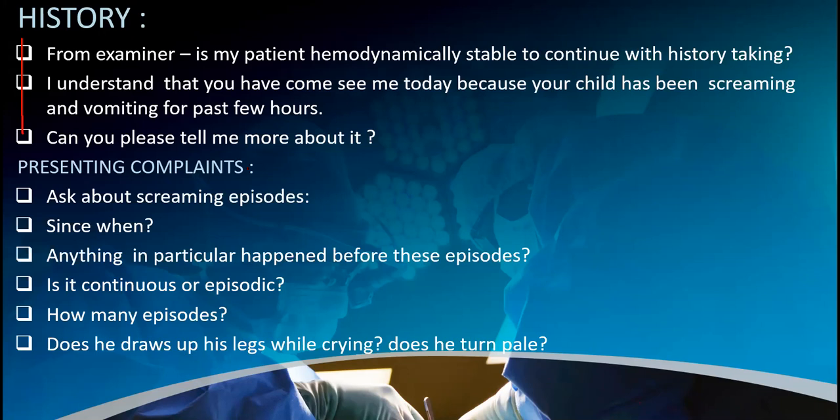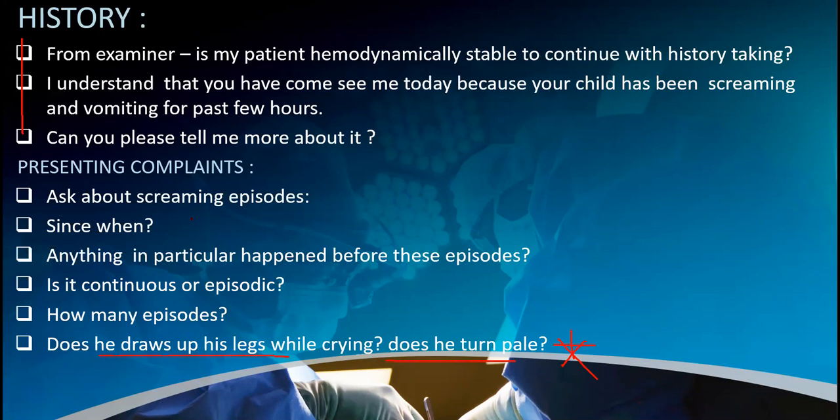So, can you please tell me more about these screaming episodes? How long has this been going on? How many episodes so far? Did anything particular happen before these episodes started? Is this continuous or on and off? Does he draw up the leg while crying? Does he turn pale while crying? These two questions are the vital questions for intussusception. So the child usually draws the leg up to the chest and also sometimes can turn pale.